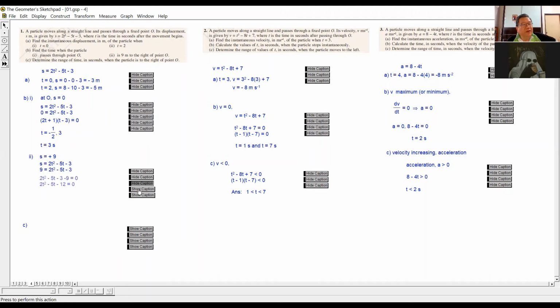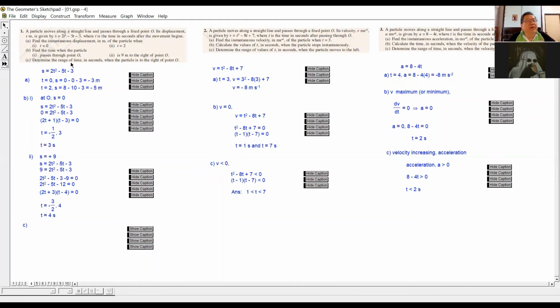So how to solve it? Arrange them in the form ax squared plus bx plus c. Then I have two answers because this is a quadratic equation. One answer is negative 3/2, the other one is 4. So negative answer reject, we accept the time equals to 4 seconds. That means at the time 4 seconds, the particle is at 9 meters from O on the right hand side.